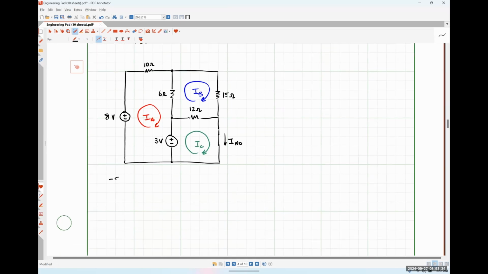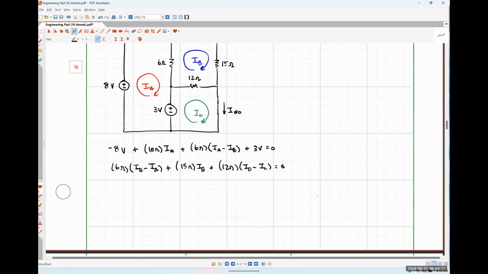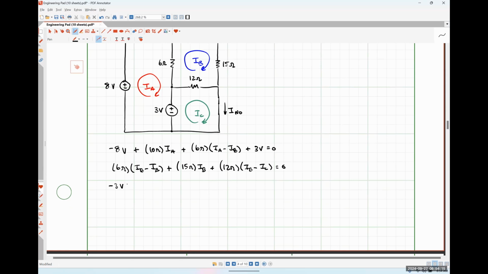So that would look like -8 plus 10 ohms times IA plus 6 ohms times (IA minus IB) plus 3 volts is equal to 0 for mesh A. For mesh B, we would have 6 ohms times (IB minus IA) plus 15 ohms times IB plus 12 ohms times (IB minus IC) is equal to 0. And then around mesh C, we would have negative 3 volts plus 12 ohms times (IC minus IB) is equal to 0. And so we have a 3 equation, 3 unknown system.